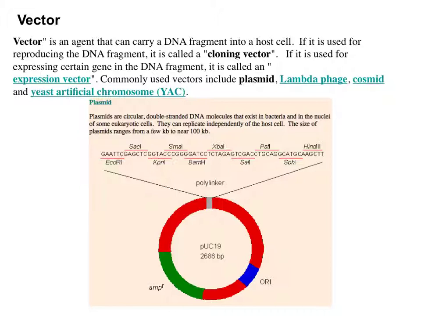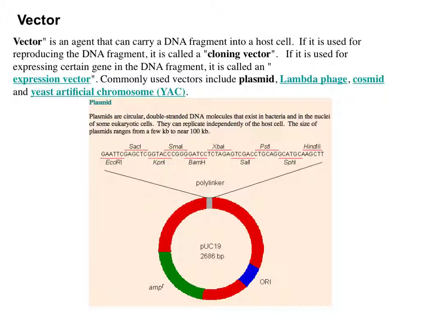A vector is an agent that can carry DNA fragments into a host cell. So a cloning vector essentially is used to reproduce the DNA fragment. If it's used to express a gene, it's called an expression vector. There are several common vectors that are used: plasmid being the most common, lambda phage, cosmid, and even yeast artificial chromosomes.